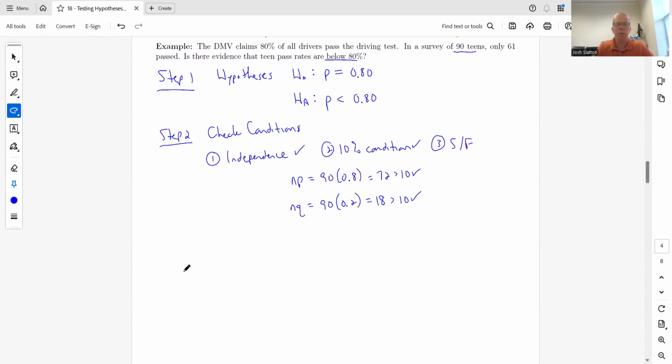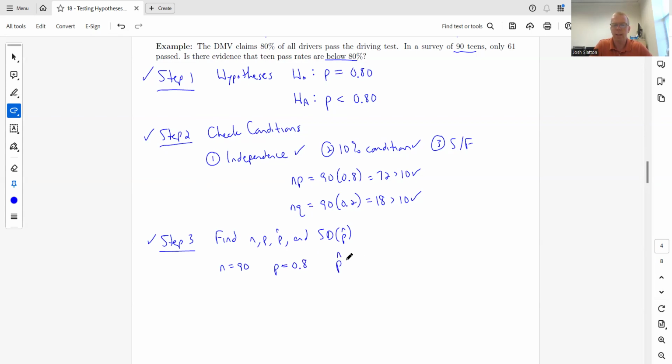All right, step 3. And this is where we're really getting into solving this problem. It gets pretty easy to do after you do it a few times. Step 3, we are going to find n, p, p hat, and the standard deviation of p hat. Now these are all going to help us use the normal model to calculate our p-value. And so we already said that n is 90. We already said that p is 0.8.